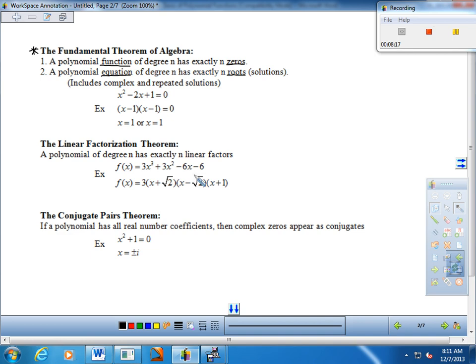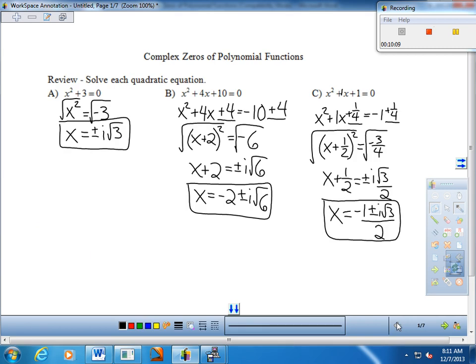Last one on the sheet here is what's called the conjugate pairs theorem. And it says if a polynomial has all real number coefficients, and really for our purposes, those are the ones we're focused on, then complex zeros appear as conjugates. Absolutely. And we saw that with, as a matter of fact, the 3 review examples that I gave you at the top of the page. So something simple like this, if we're going to get complex answers to an equation like this, they're going to appear as conjugates, positive i and negative i. And I'll be very fast, and then we'll move on from here. Take a look at the 3 right here. All of these were in the complex number system, and as you can see, conjugates of one another.